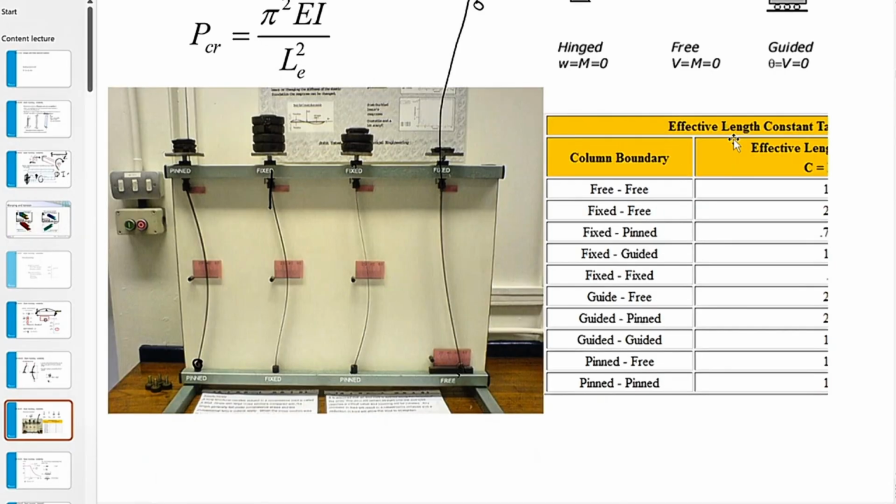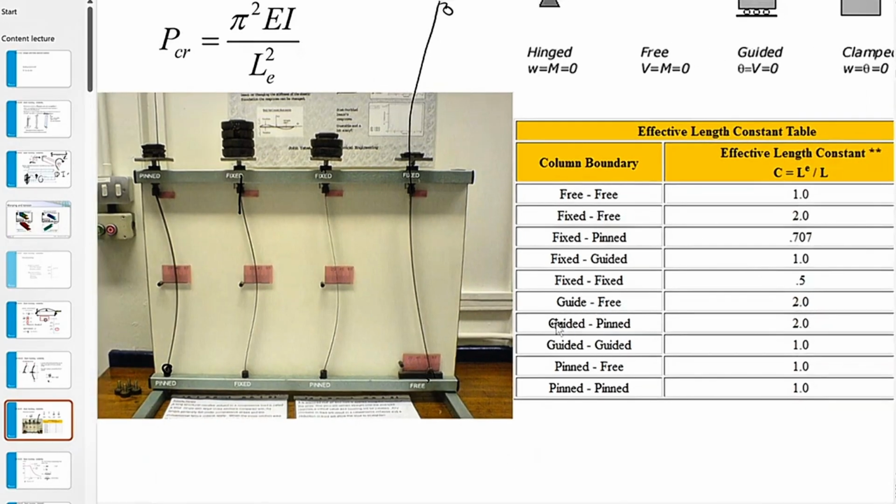So here we have a list of what is the effect. Yeah, so fixed pinned is 0.7. Well, that is in fact 1 divided by the square root of 2. So that is the real buckling length. So that is this one. But my message is you can quickly understand by visually looking at your beams, you can adjust the effective buckling lengths, and you can use these in the formula.